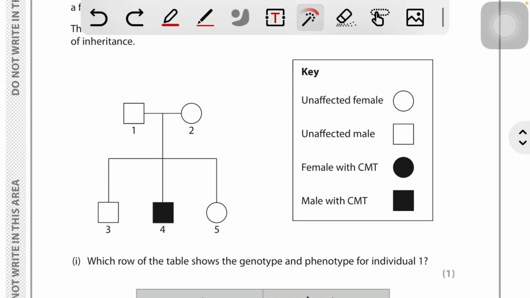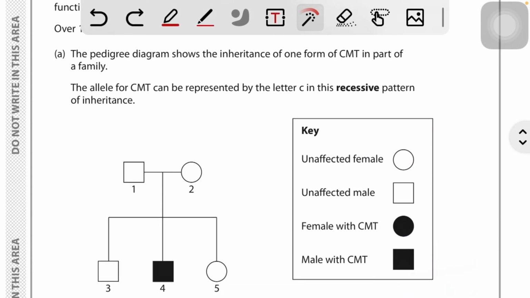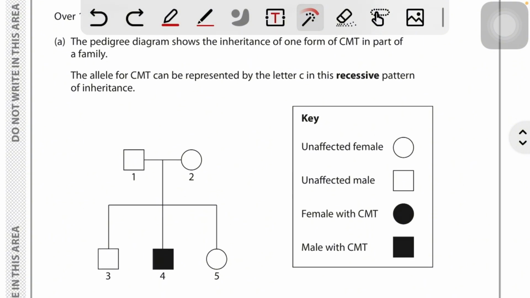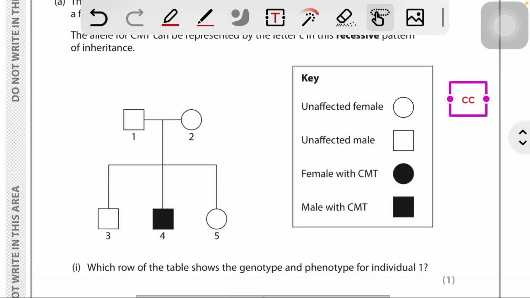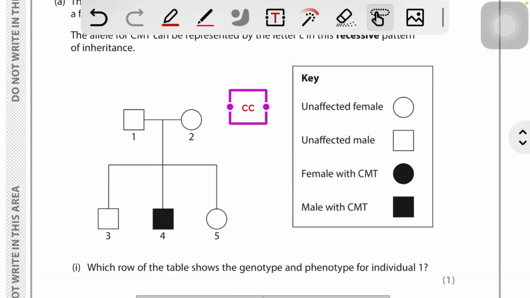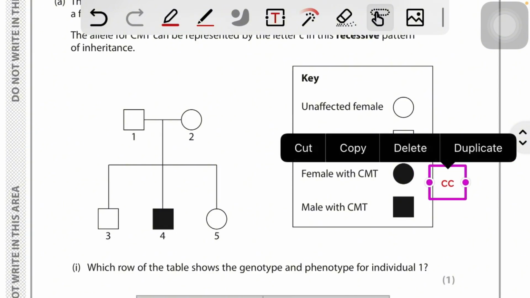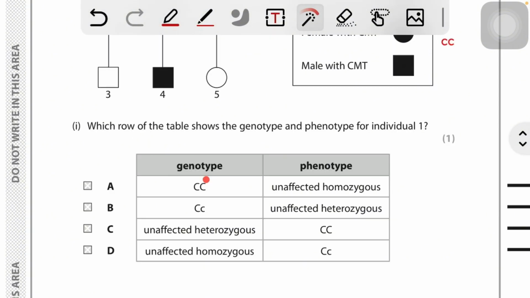This is unaffected female, unaffected male, female with CMT and male with CMT. So it says the allele for CMT can be expressed by the letter C in the recessive pattern. So we can see that this is the disease one. Which row of the table shows the genotype and phenotype for individual one?